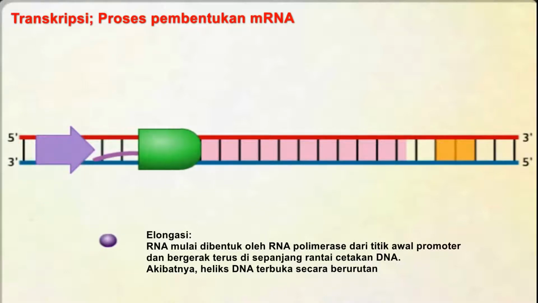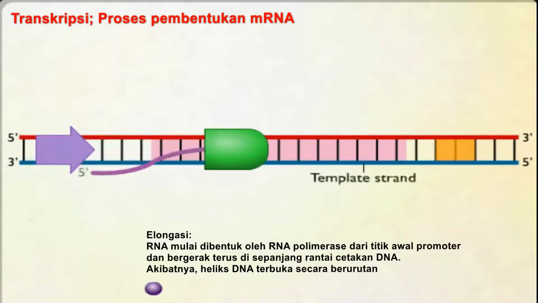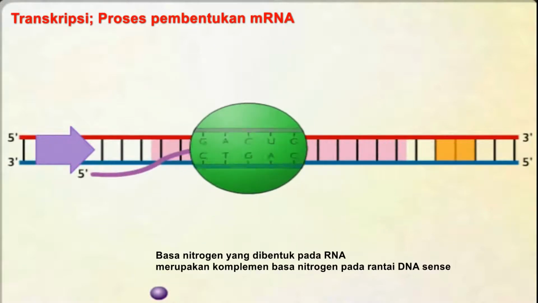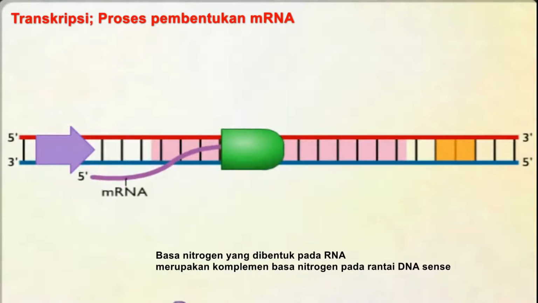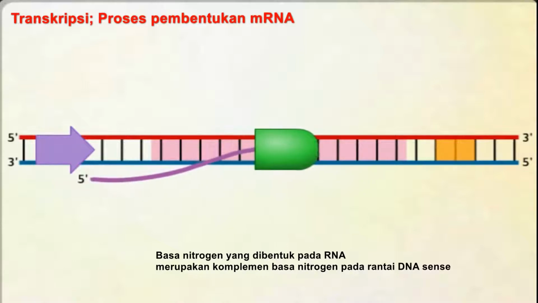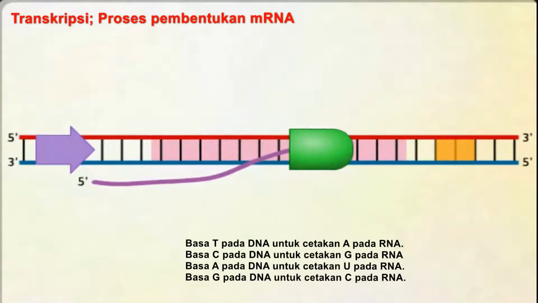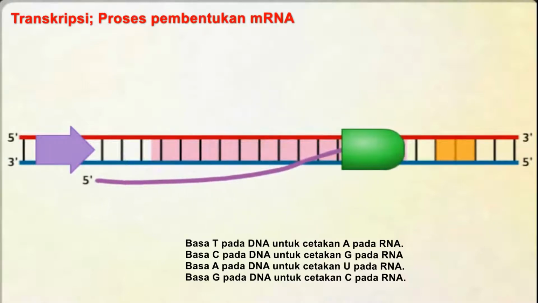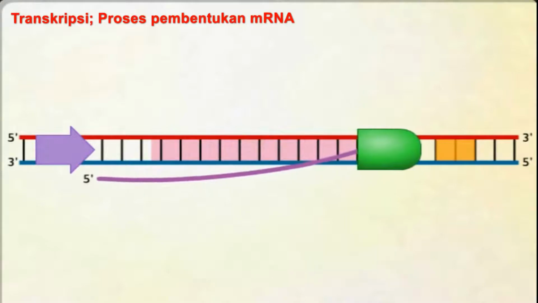RNA polymerase moves along the template strand of the DNA, synthesizing the complementary single-stranded messenger RNA molecule. Synthesis is in the 5' to 3' direction, with new nucleotides being added to the 3' end of the growing messenger RNA molecule. As the RNA polymerase advances along the DNA, it melts a new stretch of DNA and allows the previous stretch to close.